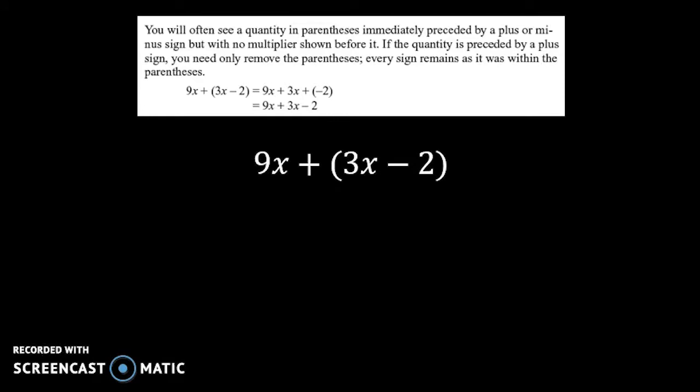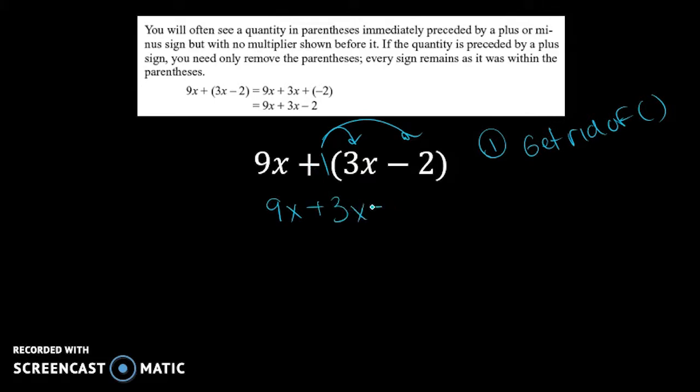So sometimes you will see a set of parentheses that won't have a number in front of it. And what we need to do is remember that when there is not a number in front of our set of parentheses, it's like there's an imaginary 1 there. So we're actually distributing an imaginary 1. So when we have 9x plus the quantity of 3x minus 2, we're distributing 1, and that is how we drop our parentheses, because remember, the first step is get rid of your parentheses. So we'll just end up with 9x plus 3x minus 2.